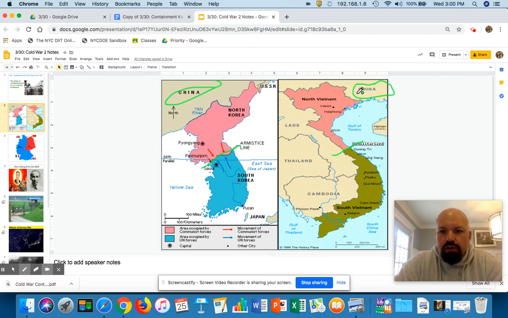The northern part is close to China, so they become communist and a dictatorship in North Vietnam and North Korea, whereas the southern parts are not democratic though, unfortunately. They are capitalist. South Korea becomes democratic, but definitely the South Vietnamese leader of the time was a dictator, but just capitalist and taking money from the US.